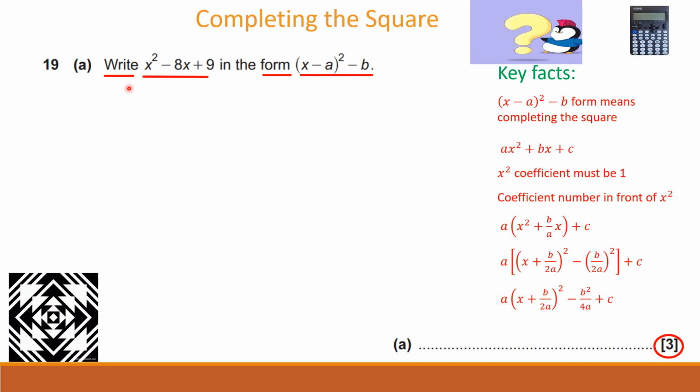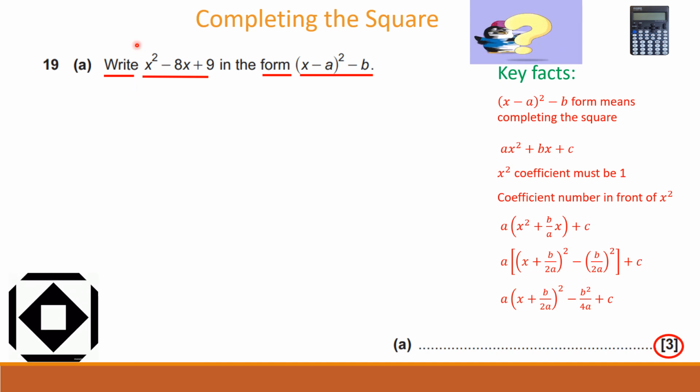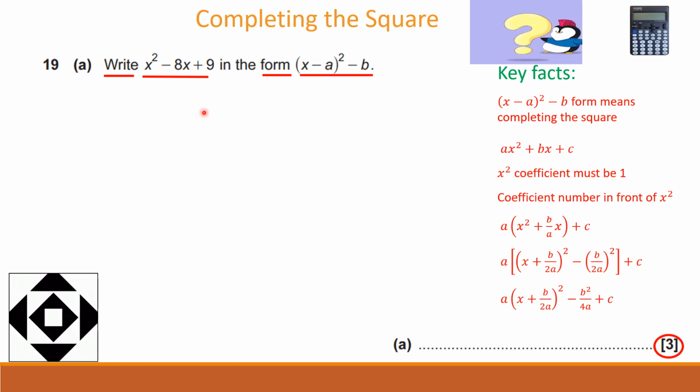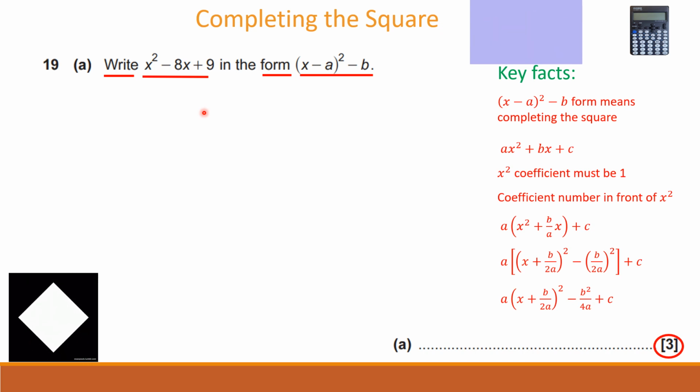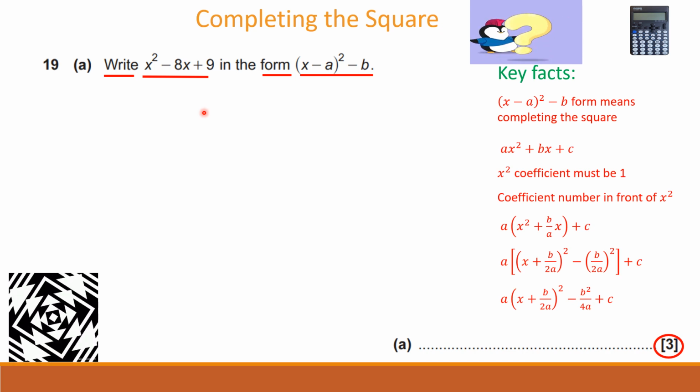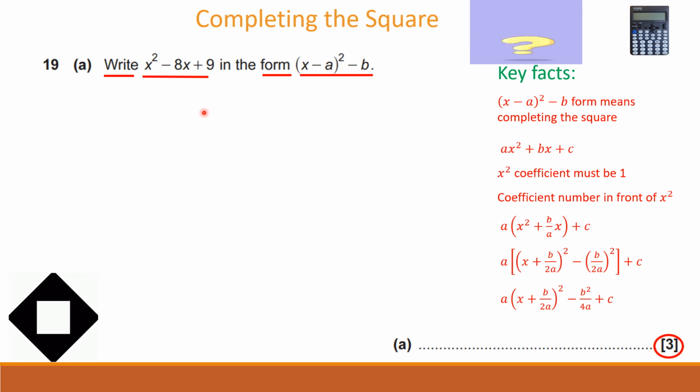Now, I want you to press pause, have a go at working out the question here, x squared minus 8x plus 9. It is easier than the example I've given on the right-hand side because the coefficient of x squared is already 1. Press play when you've got an answer and you're ready to see how to get the marks.